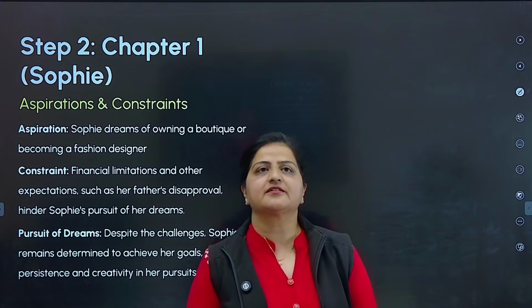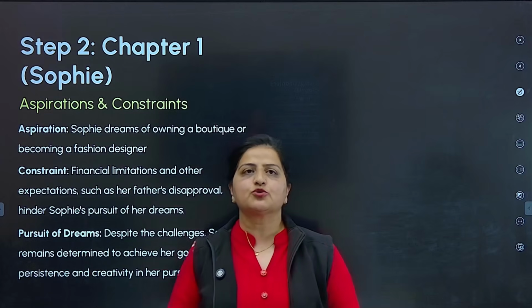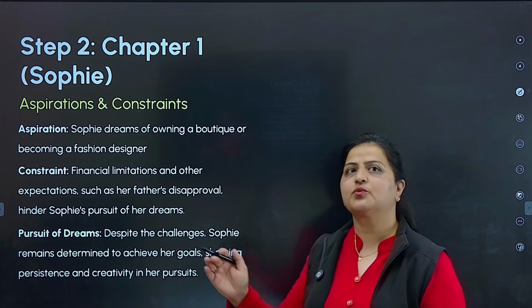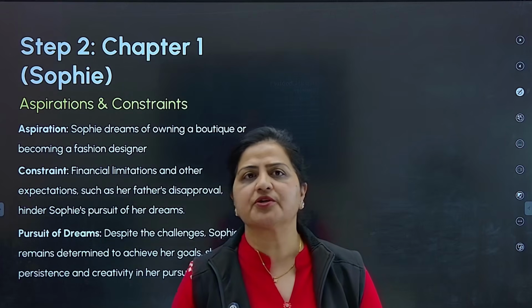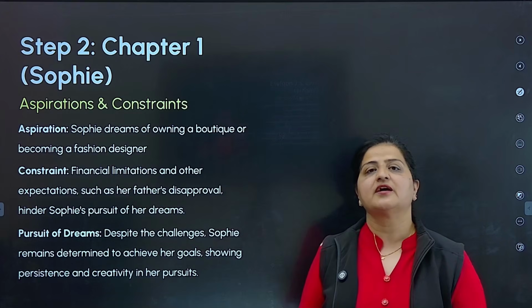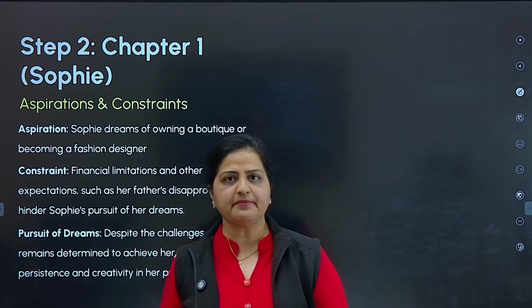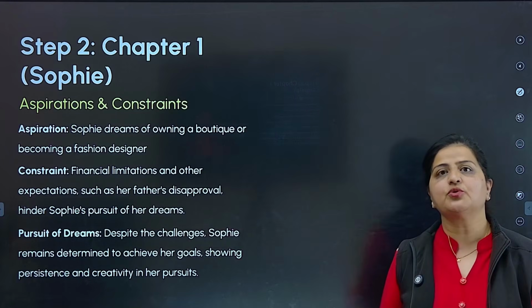Now let us understand by taking an example from chapter 1 about Sophie. Sophie's aspirations were to open a boutique, she wanted glamour, and she was a great fan of Tenny Cafe. But what were her constraints? She belonged to a poor family background. Now then how did she pursue her dreams?